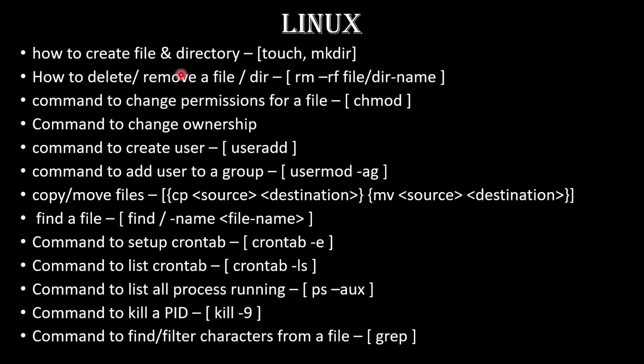The first question is how to create a file and a directory inside a Linux virtual machine. The command goes like touch space file name to create a file, and mkdir space directory name to create a directory. In order to delete or remove a file, we use the command rm space -rf, where we give the file name or directory name. To change permission for a file, we use the chmod command. To change ownership, we use the chown command.